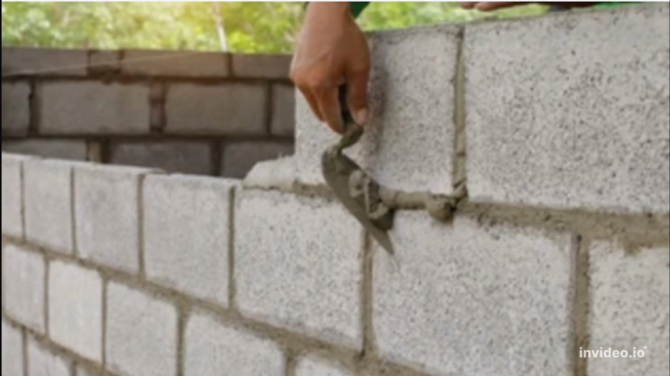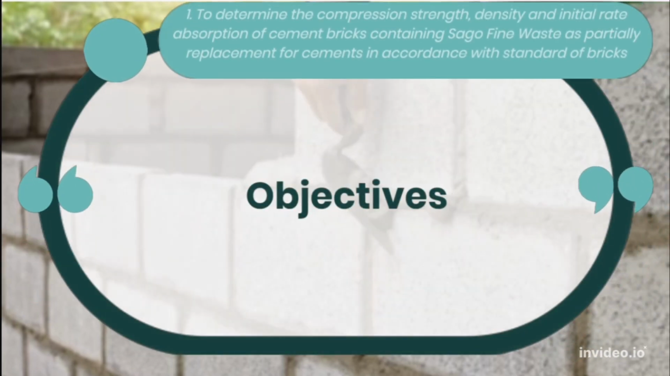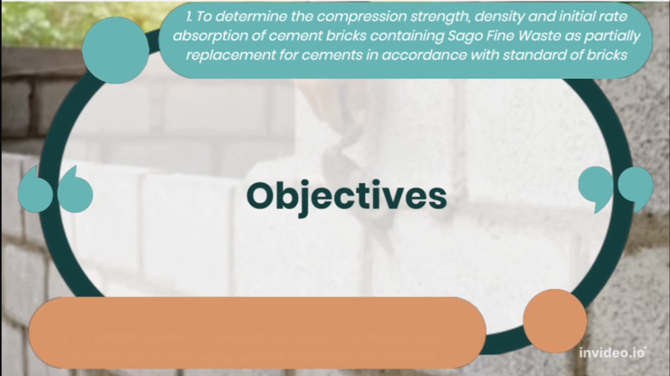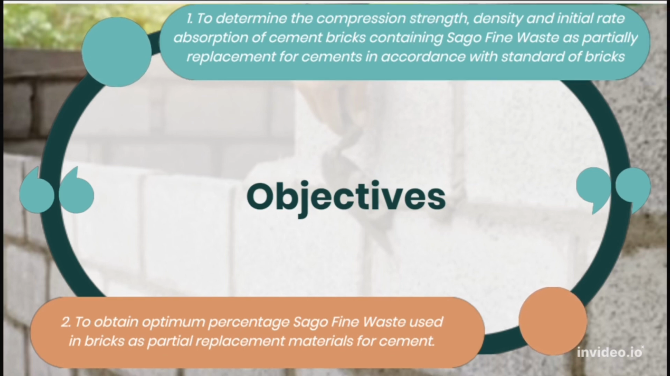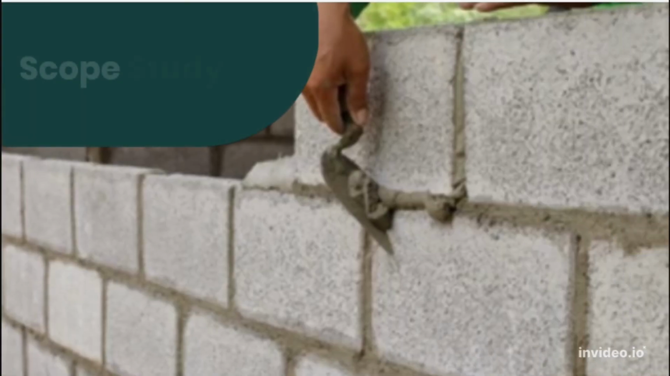The first objective of this study is to determine the compression strength, density, and initial rate of absorption of cement bricks containing Sago fine waste as partial replacement for cement in accordance with the standard of bricks. And the second objective is to obtain the optimum percentage of Sago fine waste used in bricks as partial replacement material for cement.